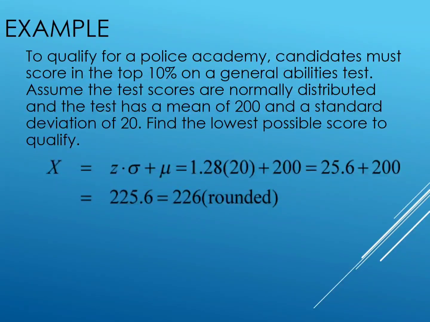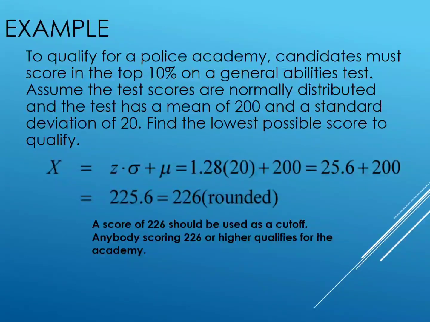Now why do we round here? Because of the context. In some problems we need to understand the context of the problem to round. For example, if a problem had to do with how many people, well, you can't have 0.6 people, so you would have to round up. You wouldn't round down because you always want to go with the safe bet and go up. For a score, you can't get a 0.6 on a score. So you just round up and say 226 would be the lowest possible score to qualify.